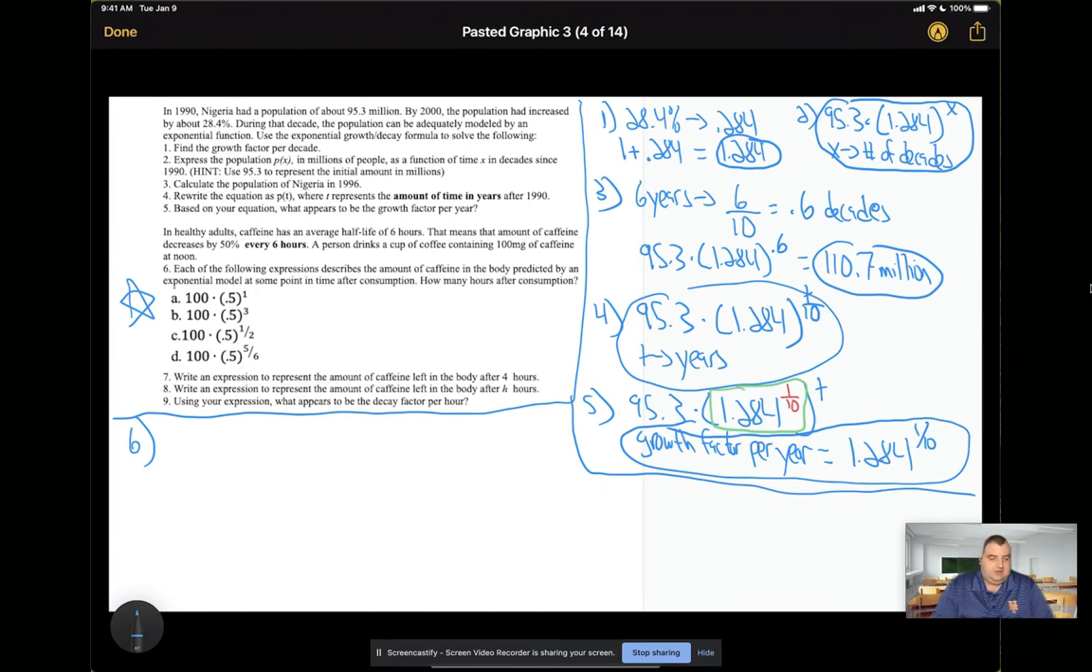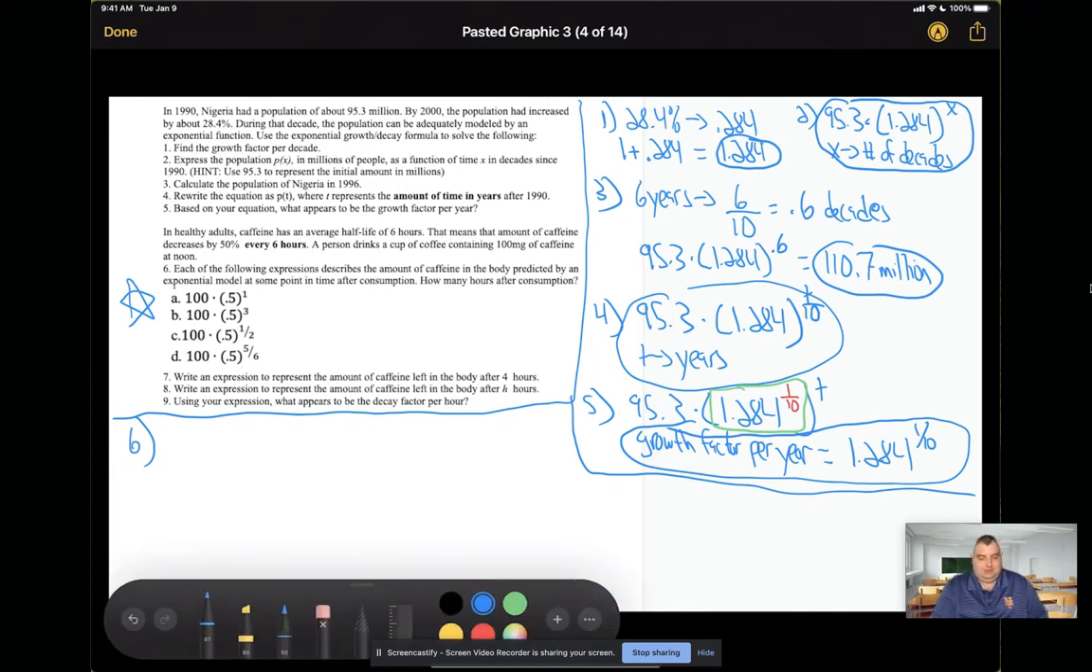In healthy adults, caffeine has an average half-life of 6 hours. Okay, that means that the amount of caffeine decreases by 50% every 6 hours. A person drinks a cup of coffee containing 100 milligrams of caffeine at noon. Each of the following expressions describes the amount of caffeine in the body predicted by an exponential model at some point after consumption. Okay, how many hours after consumption?